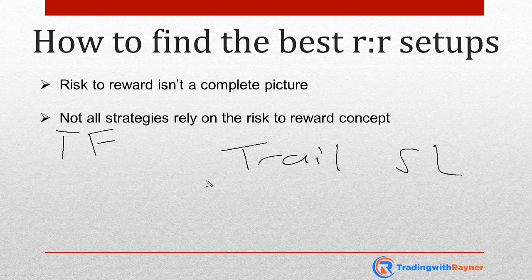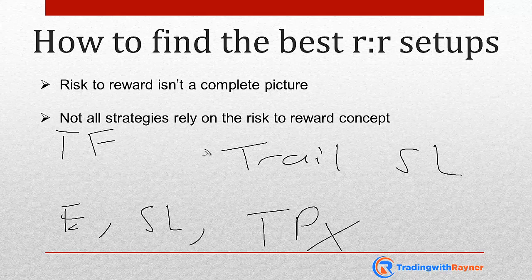This means we have no idea ahead of time how much we are going to win or how much we are going to lose, because we do not have a fixed target. The only way you can calculate your potential risk to reward is to know where your entry is, where your stop loss is, and where your take profit is. If you have these 3 variables, you can define your potential risk to reward. But if you do not have a target profit, there is no way to define your risk to reward ahead of time. So this is why I said not all strategies rely on the risk to reward concept.